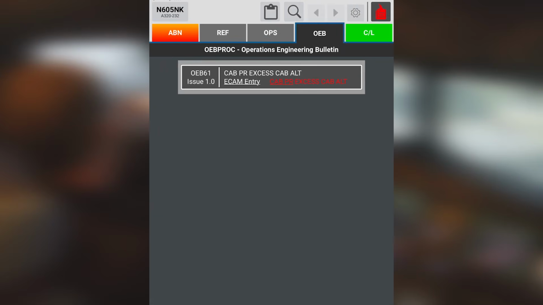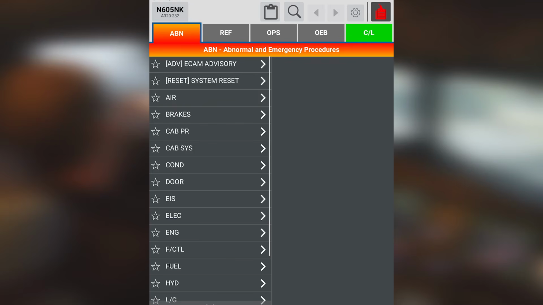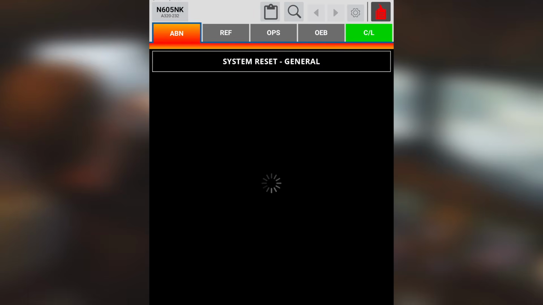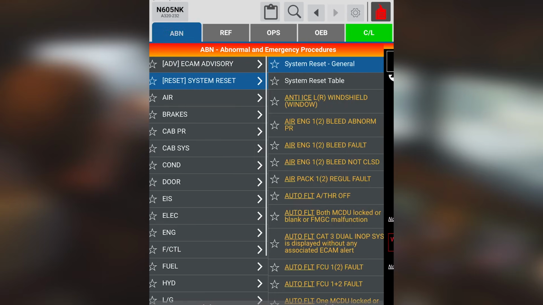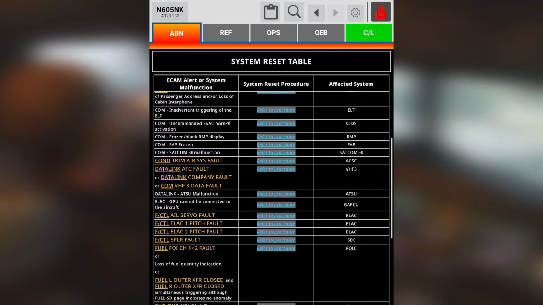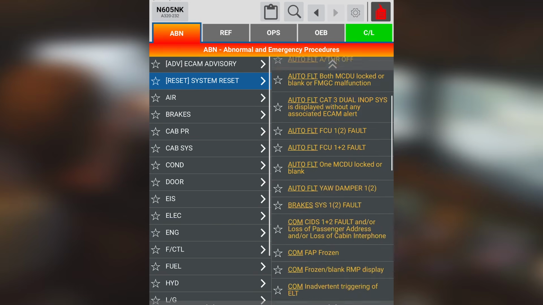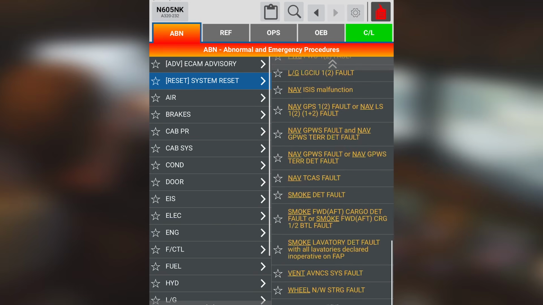These are found within the EQRH, Abnormal Procedures, System Reset. If you're unfamiliar with the System Reset General section, please review it prior to attempting a system reset. If you are familiar with this information, you may find a consolidated list of approved system resets under the System Reset table. Another option is you can go directly to the procedure itself by scrolling through the list of our available system resets. Doesn't look like there's a reset for this particular failure.